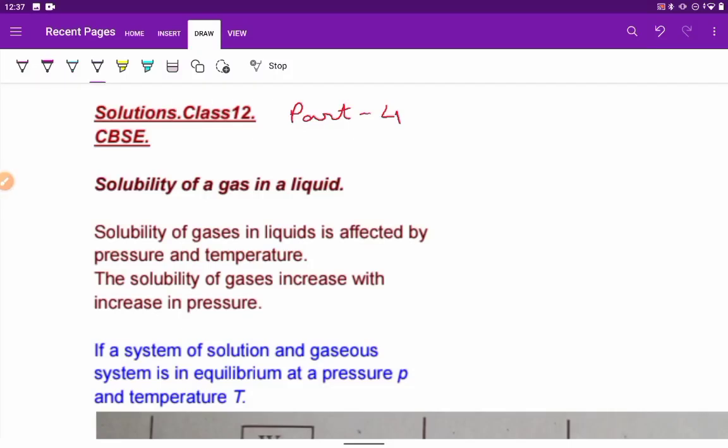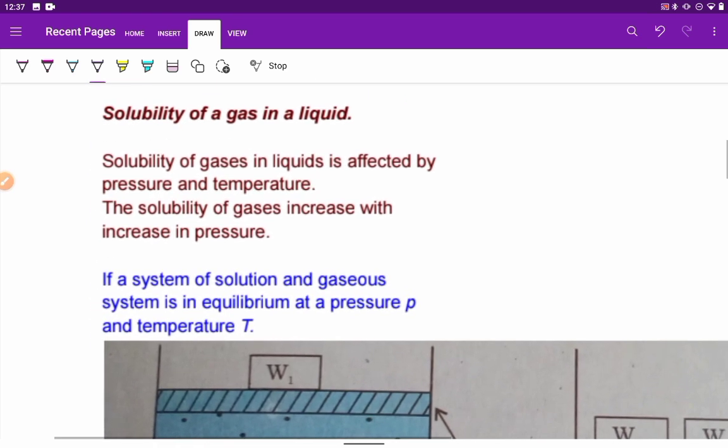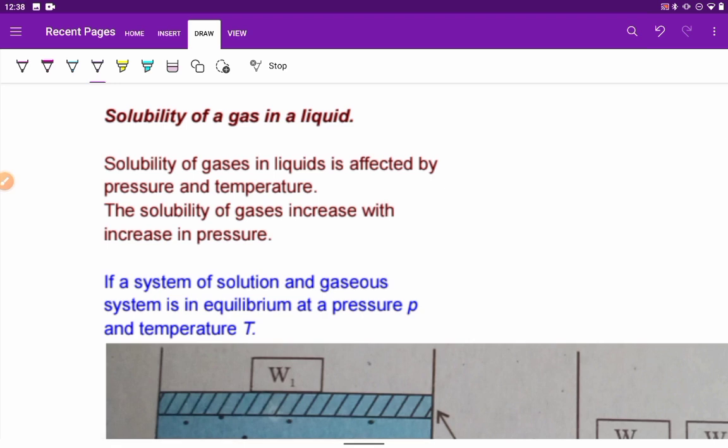Today we will deal with the topic solutions for class 12 CBSE, and this will be part 4 of the topic. Now see, today we have to see solubility of a gas in a liquid. We will find that the solubility of gases in liquids will be affected by both pressure and temperature, because we will see that the solubility of gases increases with increase in pressure.